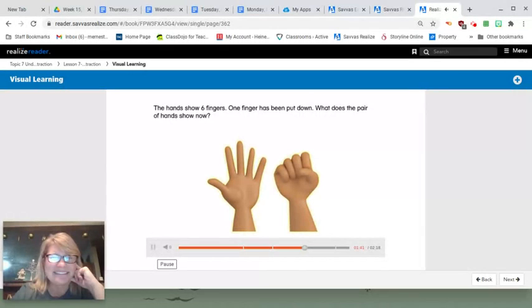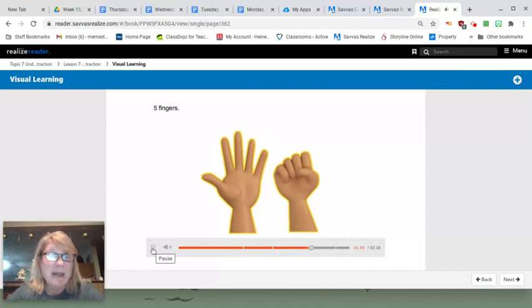How are all the pictures the same? What does the pair of hands show now? How are they different? Only 5 fingers are left. It's just like the 5 fingers problem.